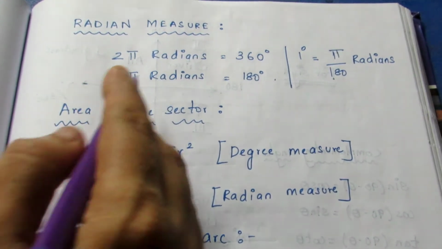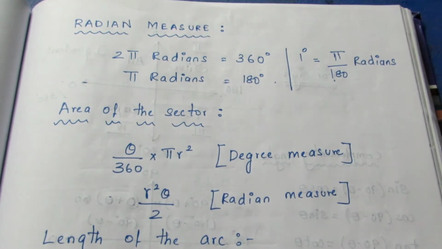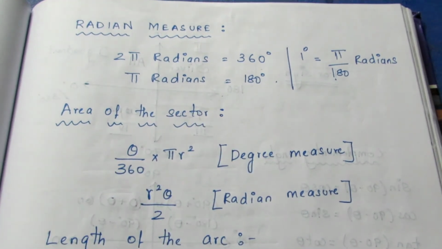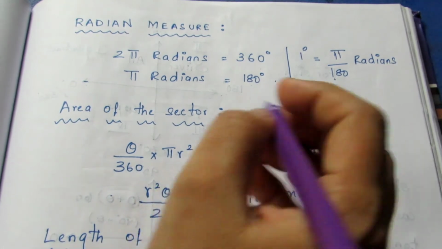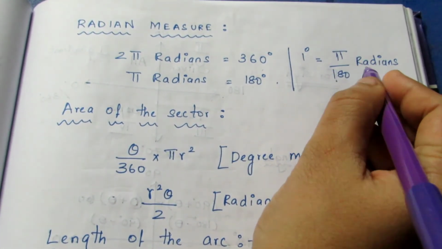2 pi is called 360 degrees. 2 pi radian will be equal to 360 degrees and pi radian equal to 180 degrees. So pi radian will be equal to 180 degrees. Okay, I'll just give you: one degree equals pi by 180 radian.